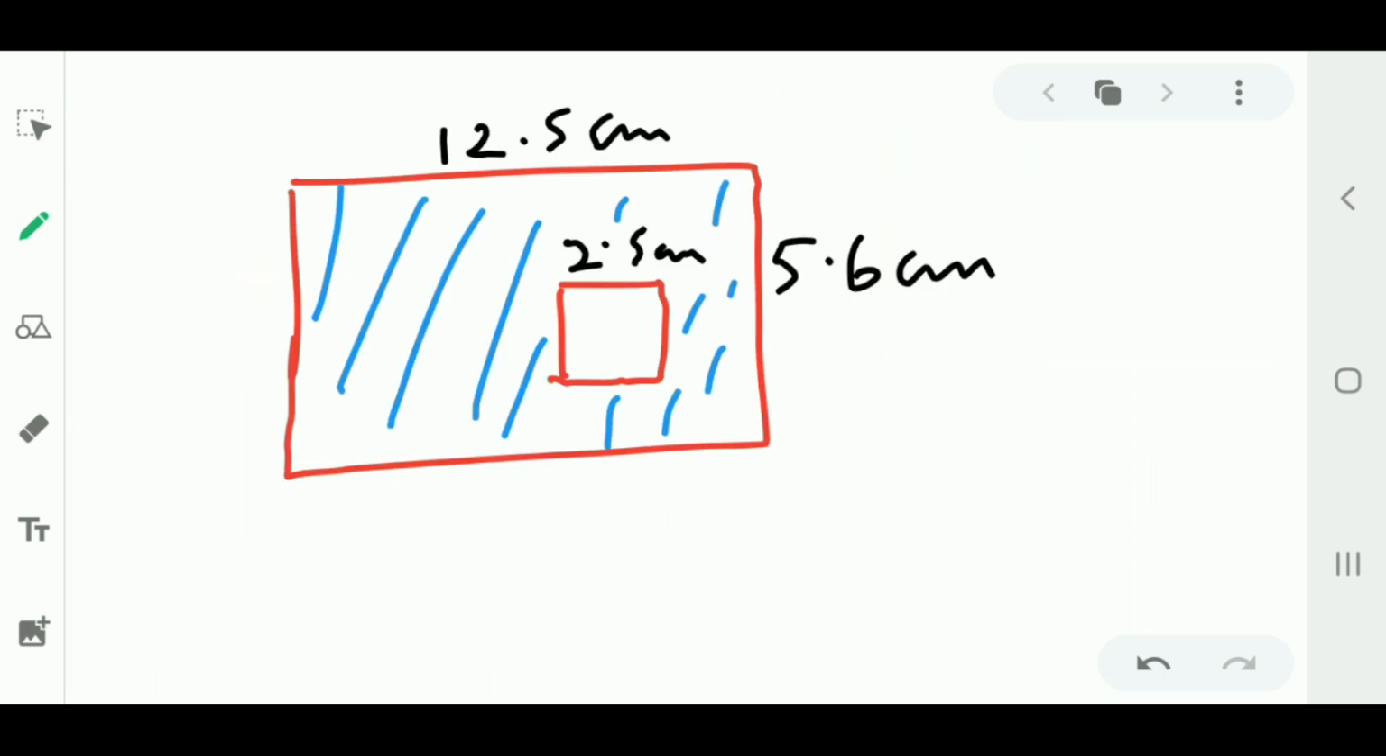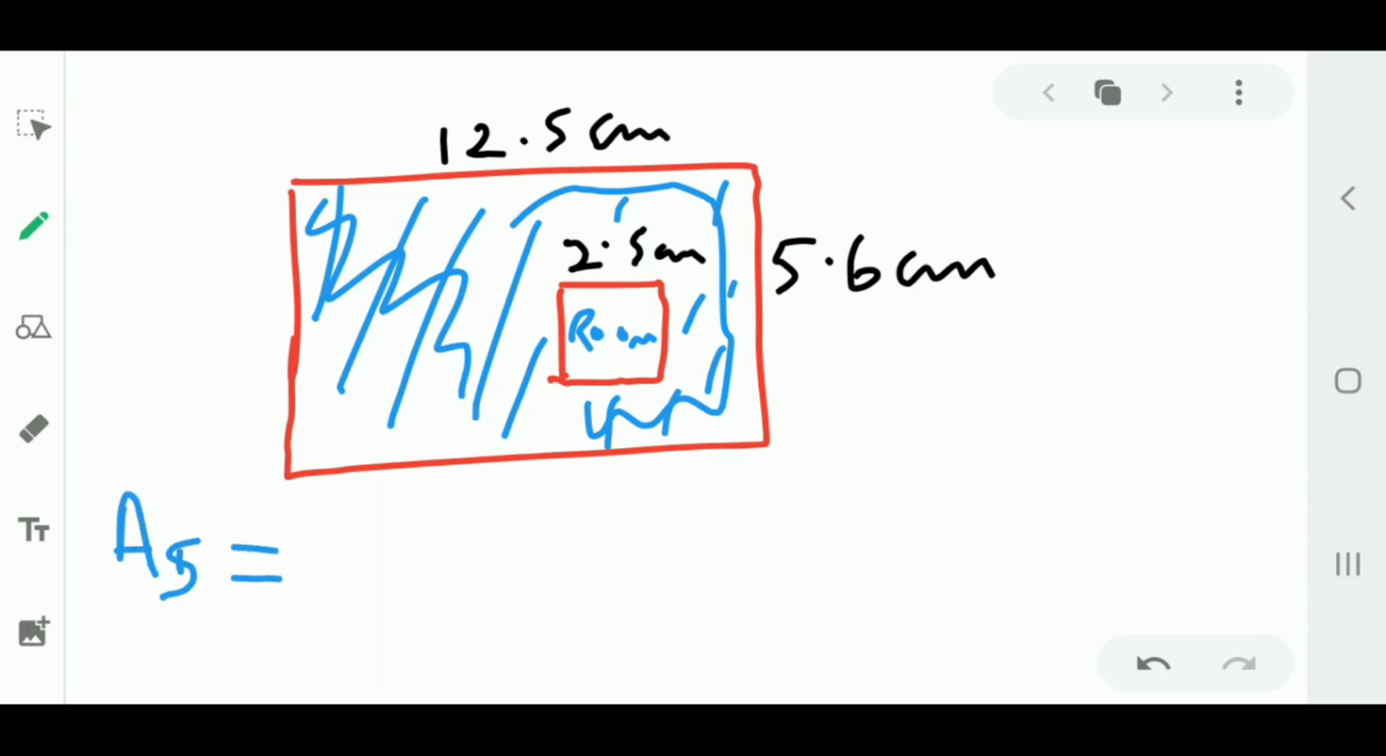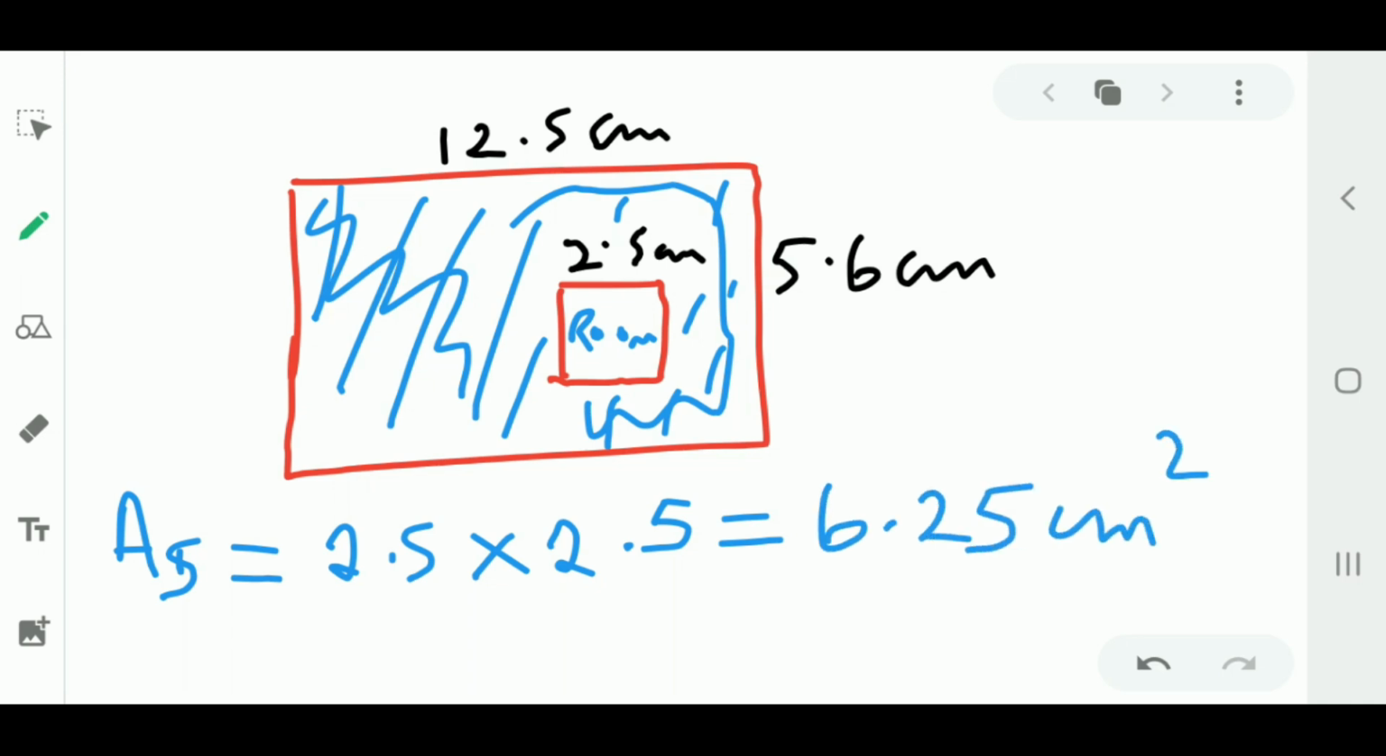Okay, let's say we have this shape right here. And this here is a room. Let's say we want to find the area of the shaded portion, which is this area around here. What we need to do first is look at the shapes. So the small shape, which is for the room, is a square. So we need to find the area of the room, which is a square, and that is 2.5 times 2.5, which gives us 6.25 centimeters squared, right?